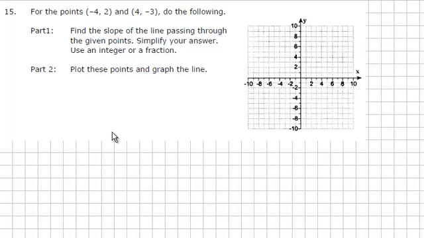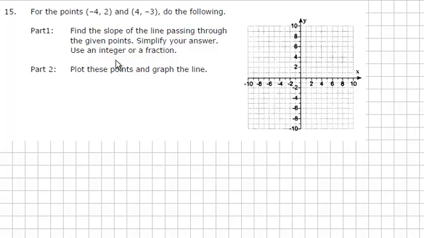For the points (-4, 2) and (4, -3), do the following. Part 1: Find the slope of the line passing through the given points. Simplify your answer, use an integer or a fraction. And Part 2: Plot these points and graph the line. So for Part 1, we're asked to find the slope.